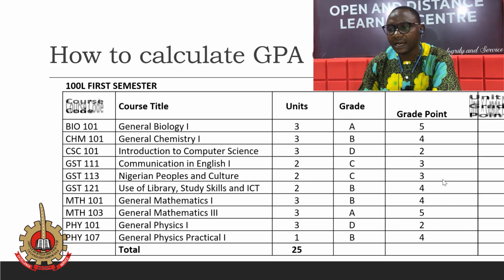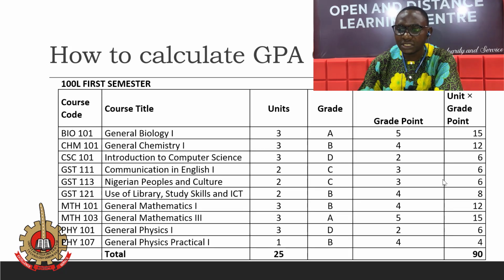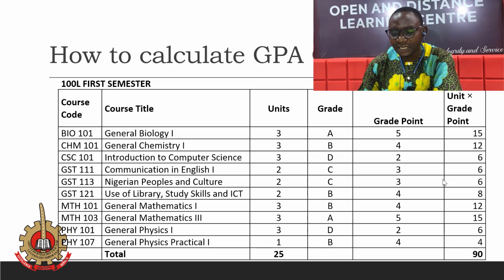Now after that, the next thing for you is to multiply the units of each course by the grade point that is allocated to them. See, Biology 101, that's General Biology, is a 3-unit course. You have an A in that course. The grade point that corresponds to A is 5. Now if you multiply 3 and 5, you are going to have 15.